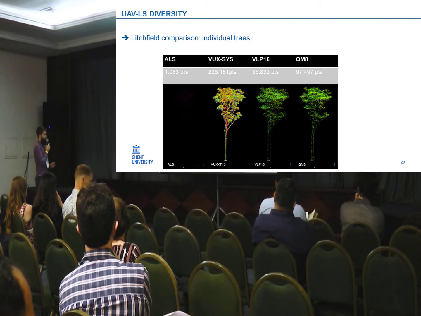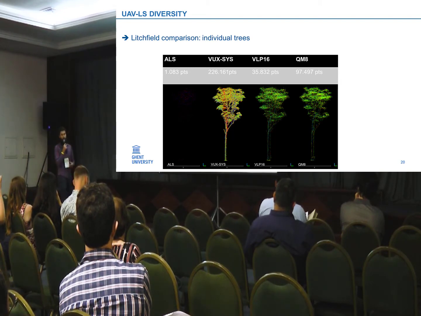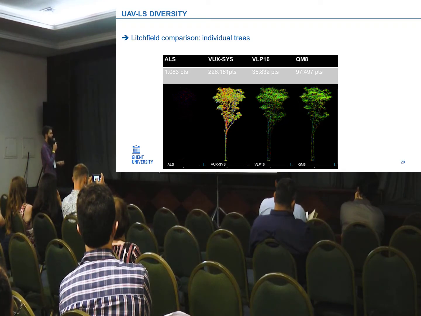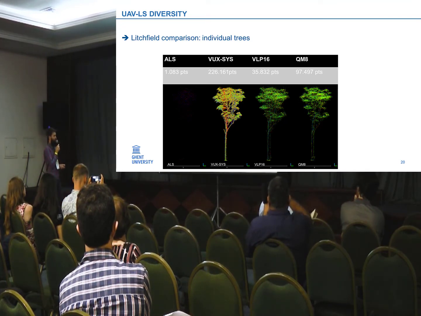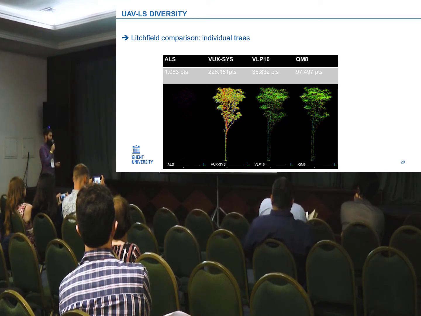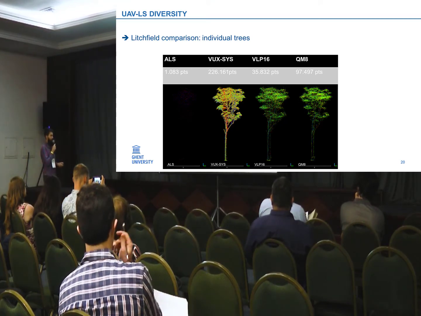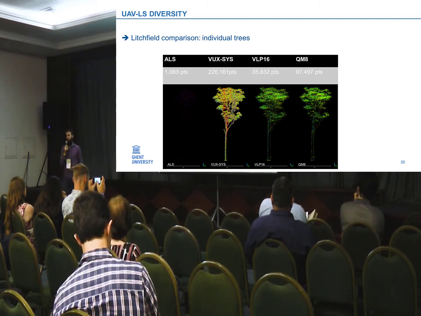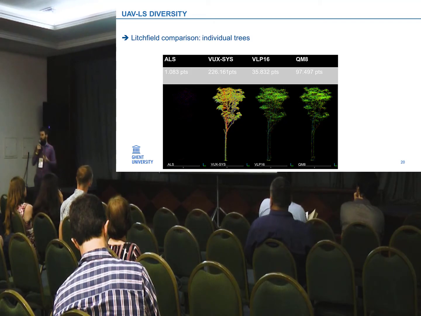So this is a comparison just for a single tree, just to illustrate how much extra data you actually get. You can't really see properly, I think, but there should be 1,000 points here for the airborne LiDAR, more than 200,000 for the VUX system, 35 for the Velodyne puck, about 100,000 for the Quanergy M8. And this looks good, but as you've seen before, the methods that we currently have to process this data are probably not well suited to deal with the difference in point density top to bottom that we have with the terrestrial systems.